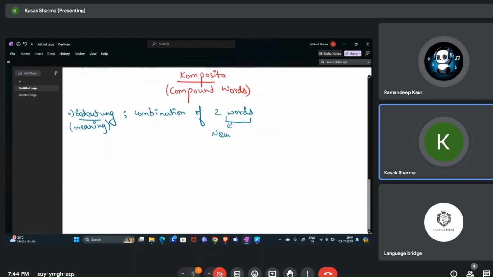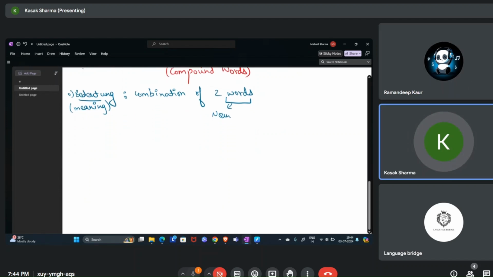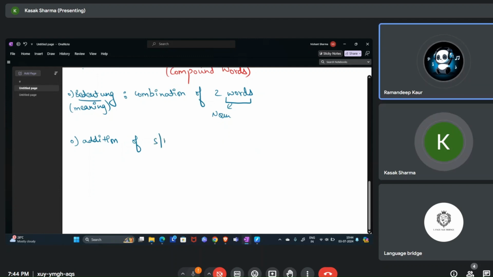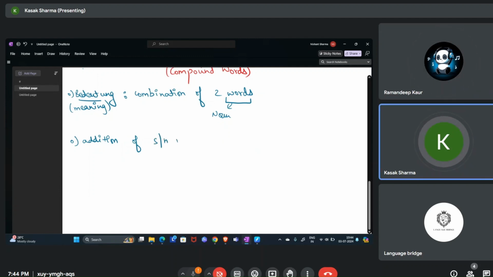Now the second thing is that we add one or two letters when we combine two words. We have either S or N, and we do this in between the words that we are joining, which are combined.